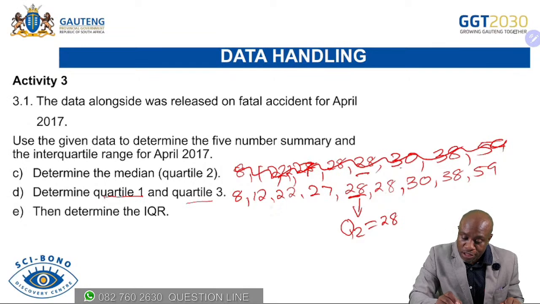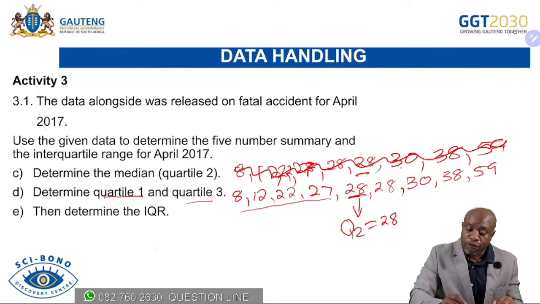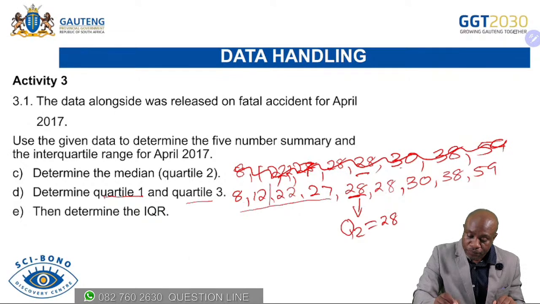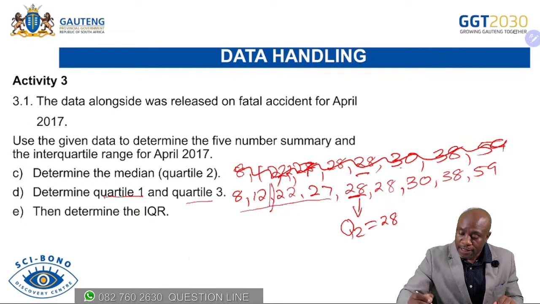I'm now going to look at the middle value of the first half. Now, I have a problem because there are 4. The median is this one. So I'll go 1, 2, 1, 2. And then I'll go for the upper quartile as well. 1, 2, and 1, 2.